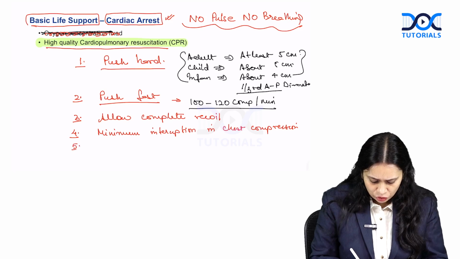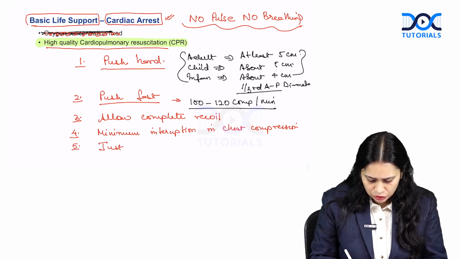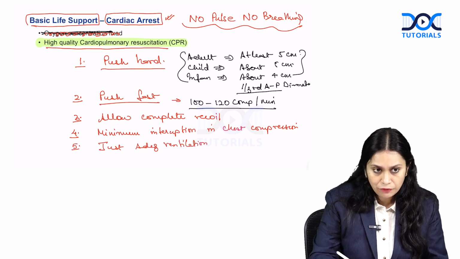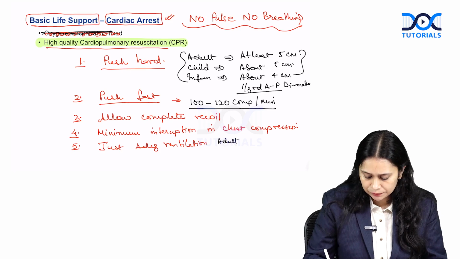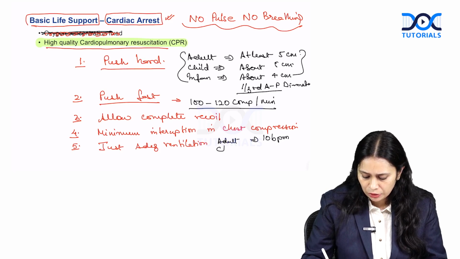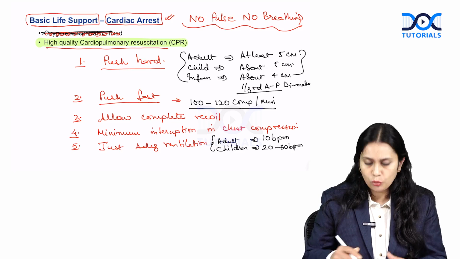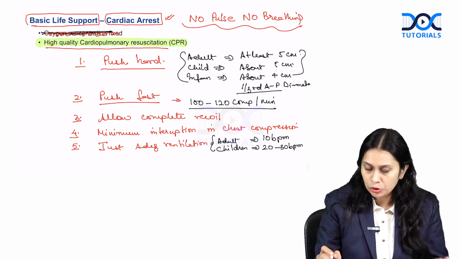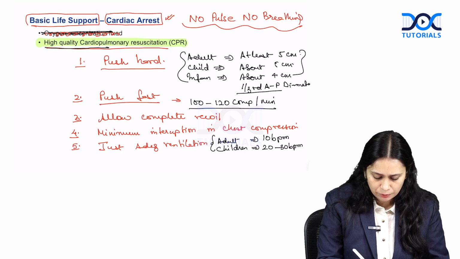And the last, just adequate ventilation. So what do I mean by just adequate ventilation? In case of adult, it is 10 breaths per minute. In case of children, it is 20 to 30 breaths per minute. Got it? So this is how we do the ventilation. So these are the 5 important points for high quality chest compression.